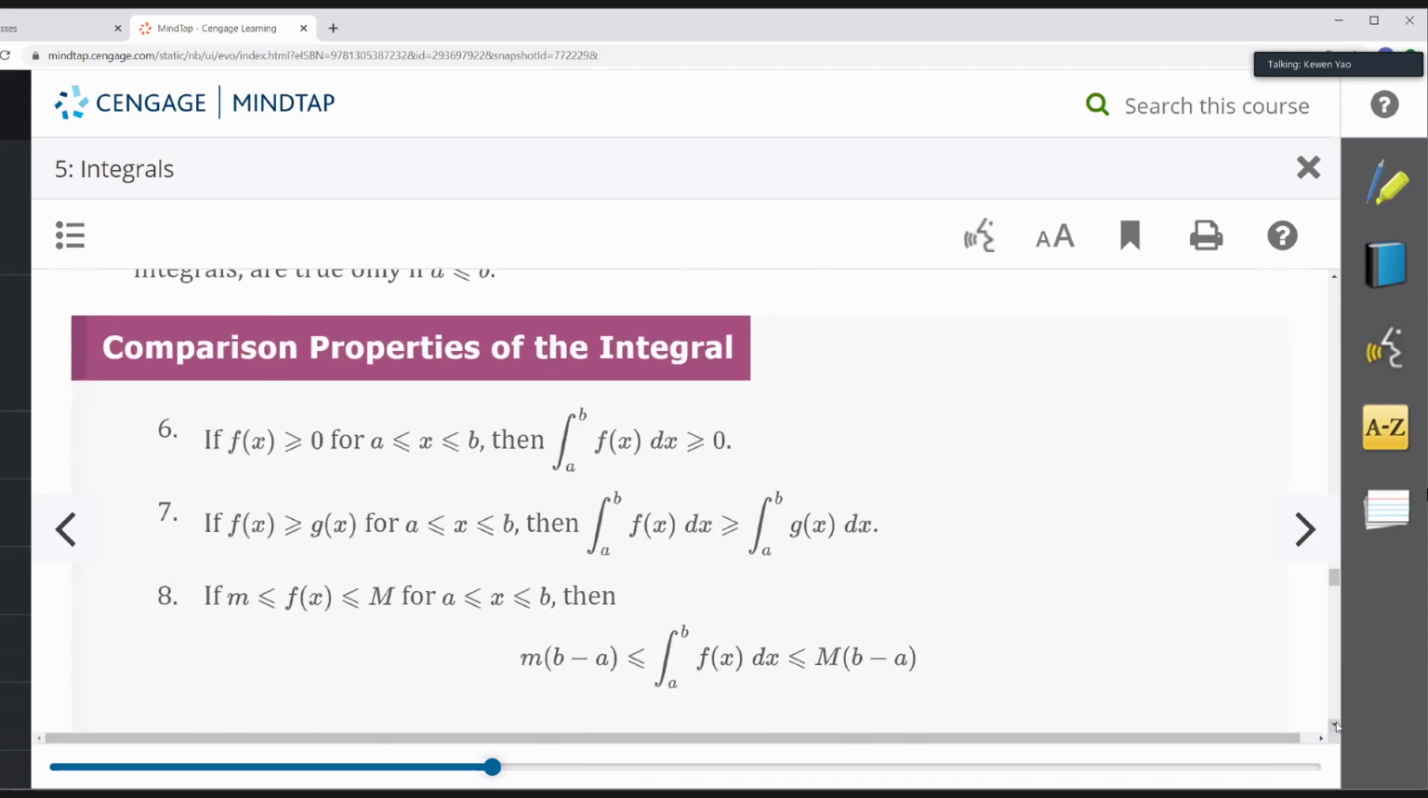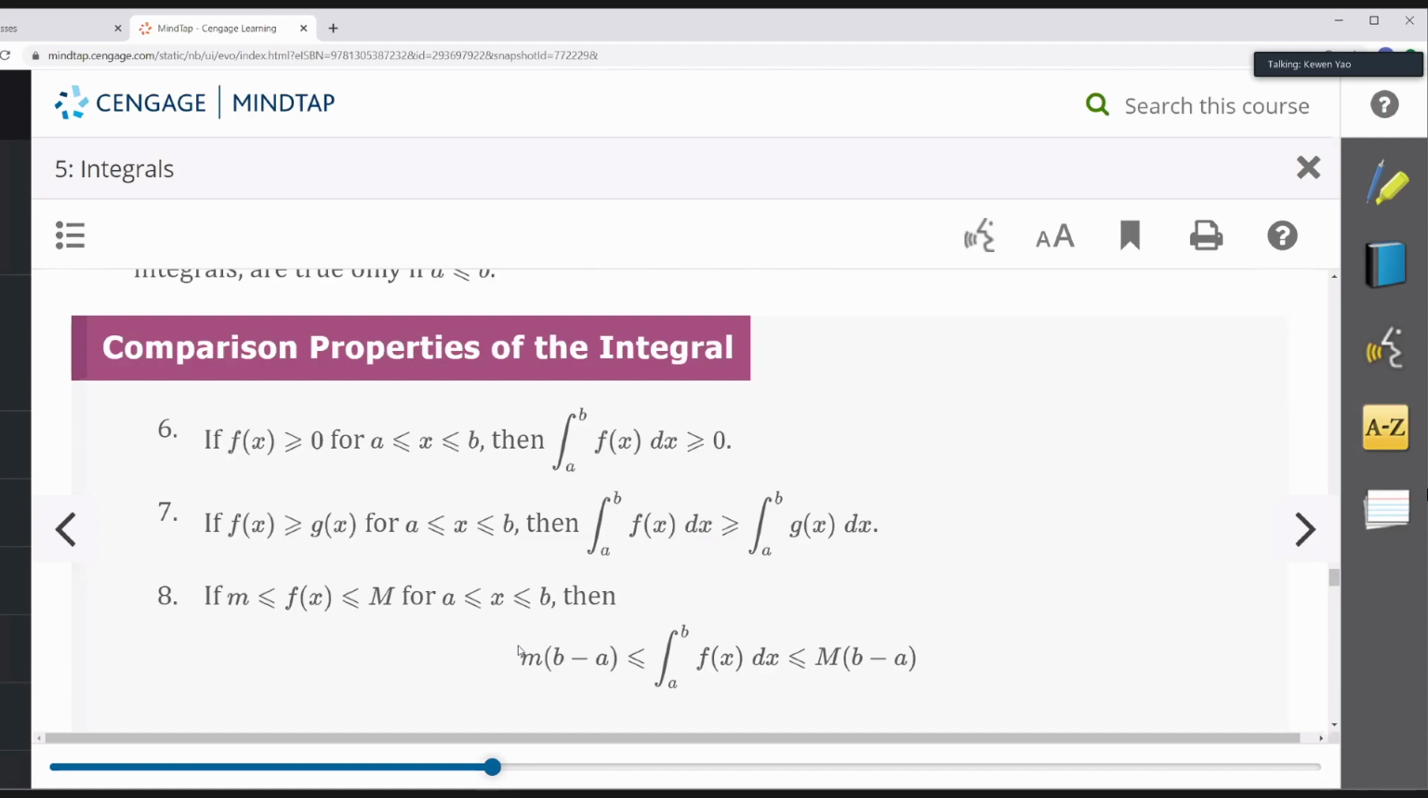Now here are the comparison properties of the integral. If f(x) is non-negative and a is less than or equal to b, then the integral is also non-negative. Why? Because of the limit of the Riemann sum: f(x_i) is always non-negative, so everything is non-negative and the limit is also non-negative. Now, if f(x) is greater than or equal to g(x), then the integral is also greater or equal. The proof is very easy by using the limit of the Riemann sum.